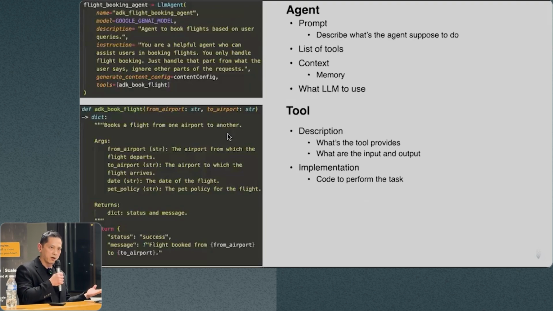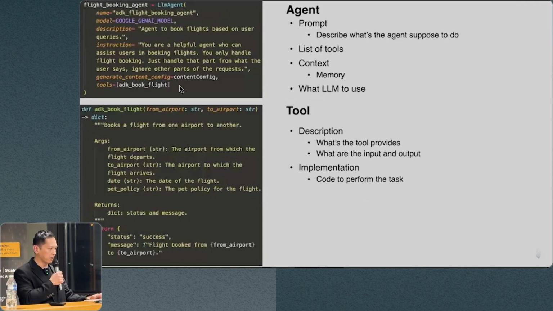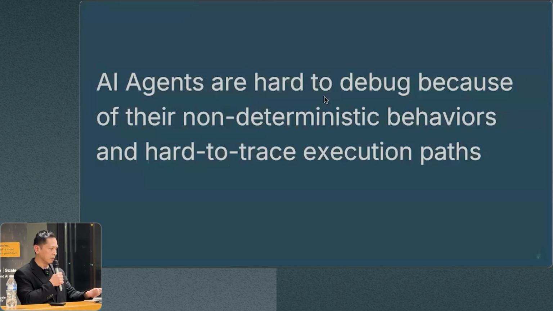For those of you who are familiar with this, or if not, it's basically a declaration of the agent with prompts, some context, some memories, and what LLM to use. And then you have the list of tools over here, and the tools do the actual implementation of the task, right? The reason I'm bringing this one out is because later on we're gonna go over an example test case where we're gonna assert on all of this and make sure things get executed correctly.